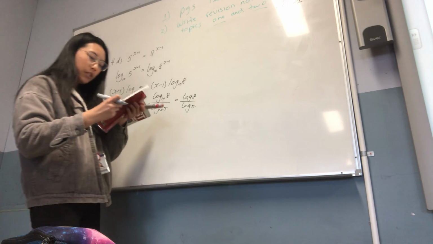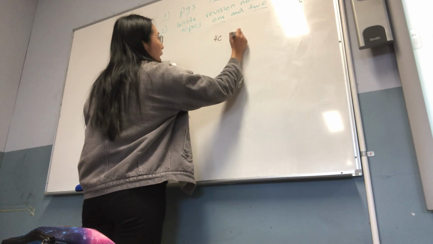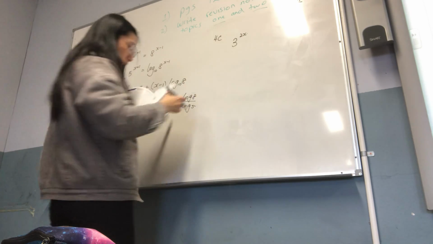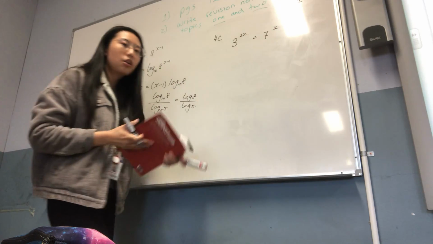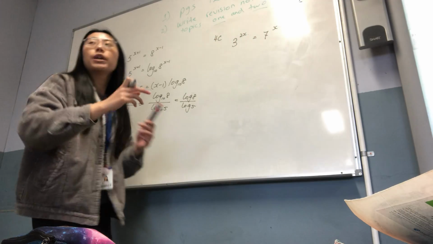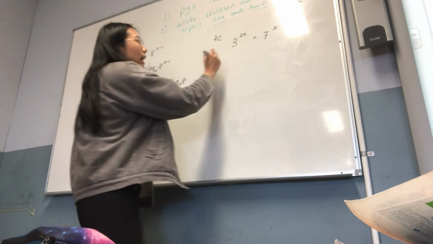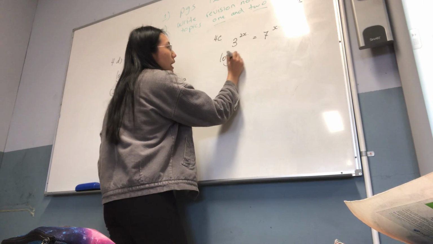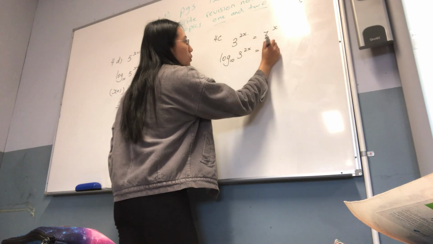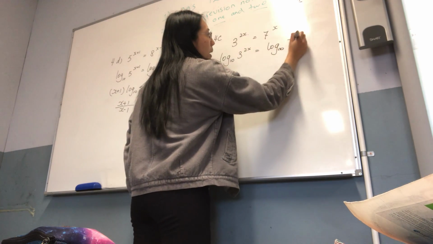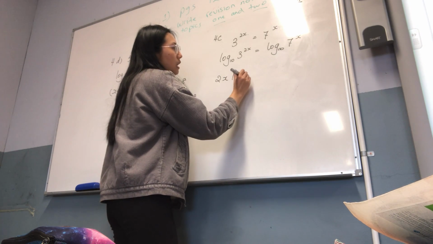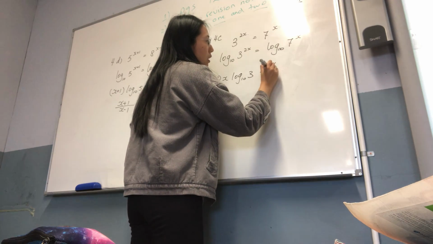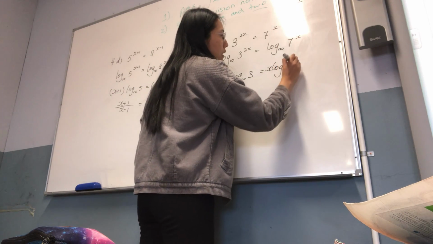So for C, you have 3 to the power of 2x equals 7 to the power of x. So if we do it normally, we'll have to take log 10 on both sides. Right? So log 10 of 3 to the power of 2x equals log 10 of 7 to the power of x. So bring the 2x down, 2x times log 10 of 3. This is equal to x times log 10 of 7.